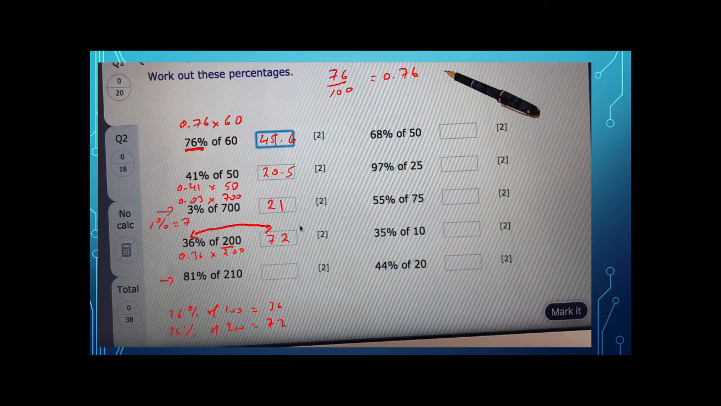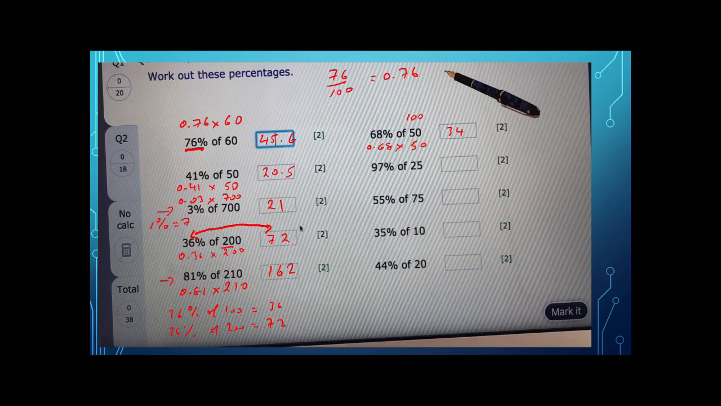81% of 210 is going to be 0.81 times 210, and that gives us 162. This next one, 68% of 50. Again, just a simple calculation in the calculator, 0.68 times 50, and that gives us 34. And again, if we were finding 68% of 100, it would be 68. So 68% of 50 is 34.